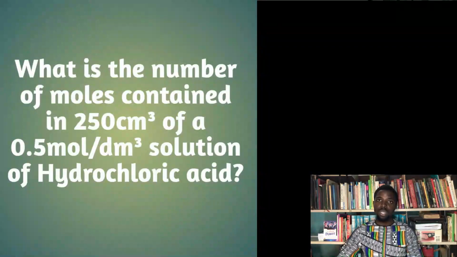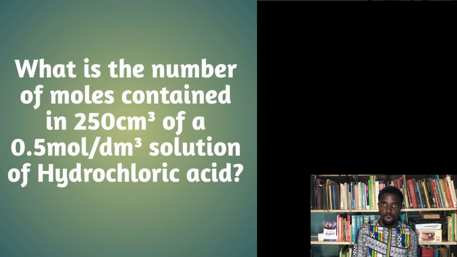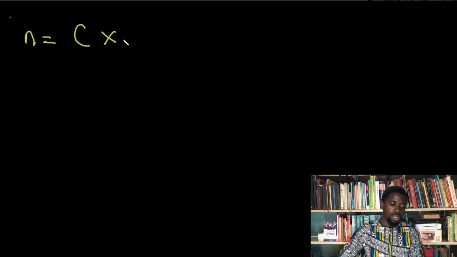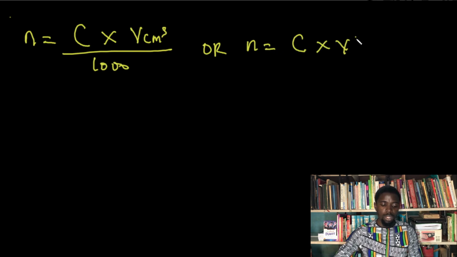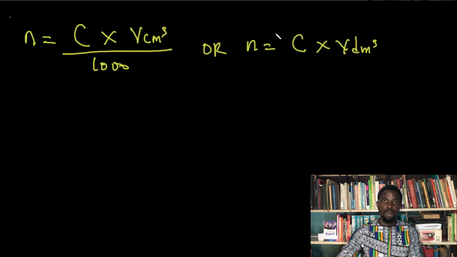What is the number of moles contained in 250 cm cube of a 0.5 mole per dm cube solution of hydrochloric acid? If we look at the question, we were given the volume of the solution as well as the concentration, and we are asked to find the number of moles. Remember, the relationship between number of moles and molar concentration is given as N equals C times V in cm cube divided by 1000, or number of moles equals molar concentration times V in dm cube. So try to memorize these things in your spare time so that it will be easy to understand.